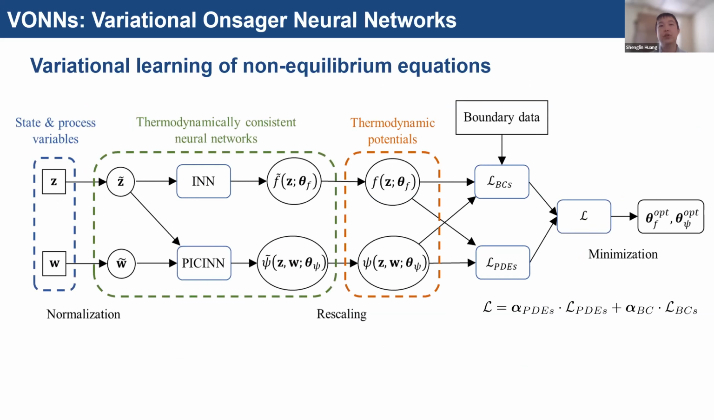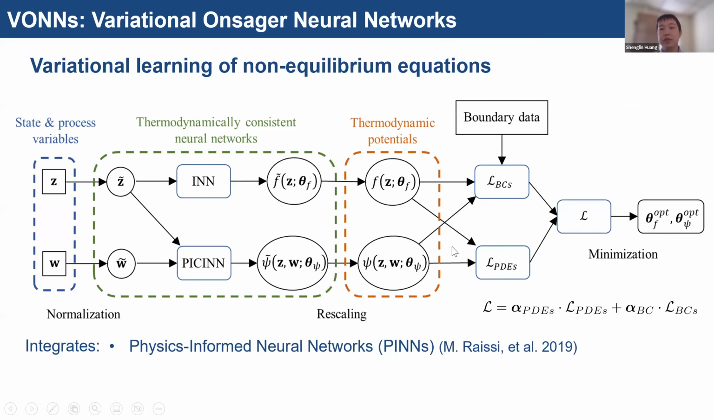In order to do so, I use a machine learning strategy. We propose this variational learning structure to learn the non-equilibrium PDEs. We take the state and process variables as input, and here we use two different neural networks to learn the two thermodynamic potentials, the free energy and dissipation potentials. And then, using the physics-informed neural network strategy, we construct the loss function based on the governing equations we obtained from the variational principles.